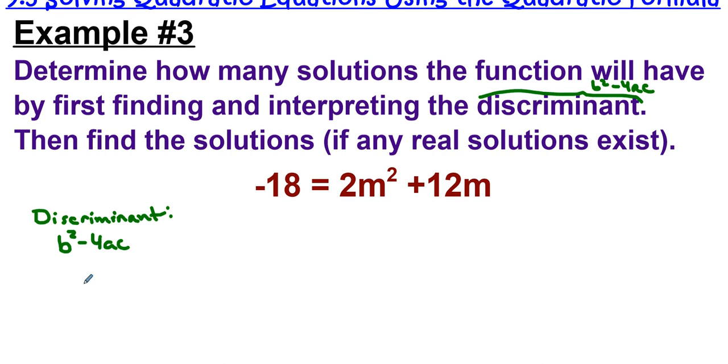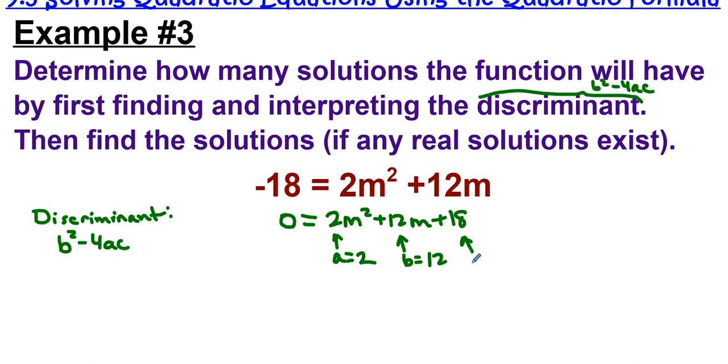All right, so in this one, notice it's not set equal to 0, so I can't see my a, b, and c just yet. So I'm going to add 18 to both sides. Adding 18 to both sides, I get 2m squared plus 12m plus 18. Now I can see that a is 2, b is 12, and c is positive 18. So b squared, 12 squared, minus 4 times a times c.